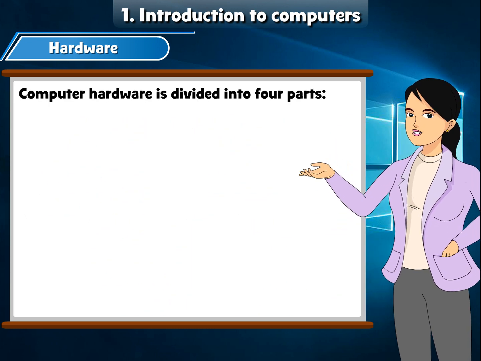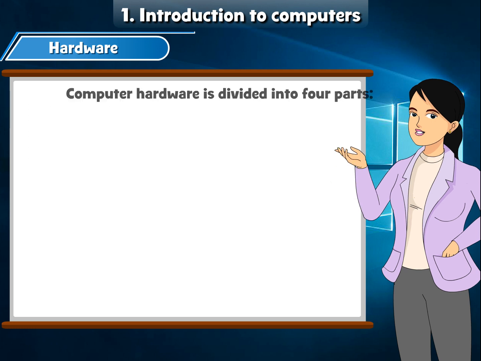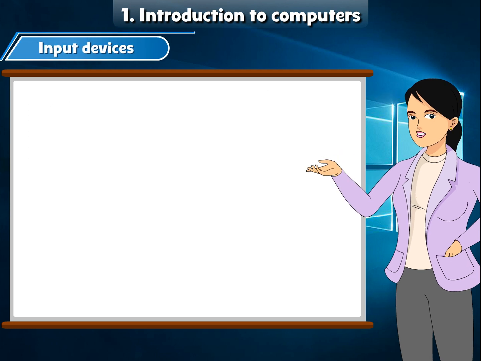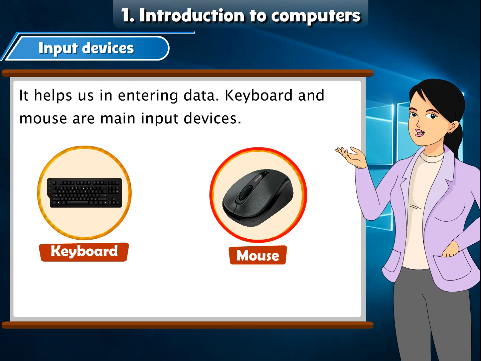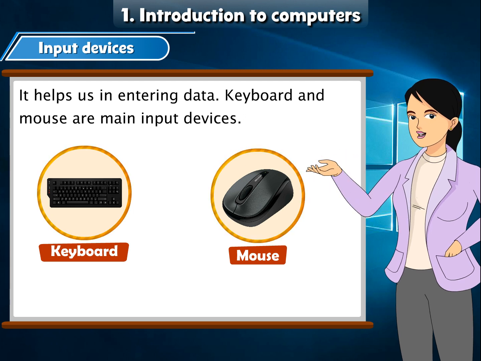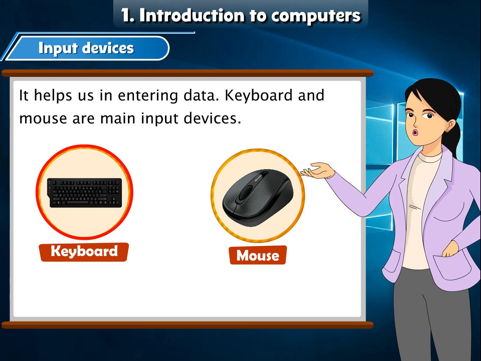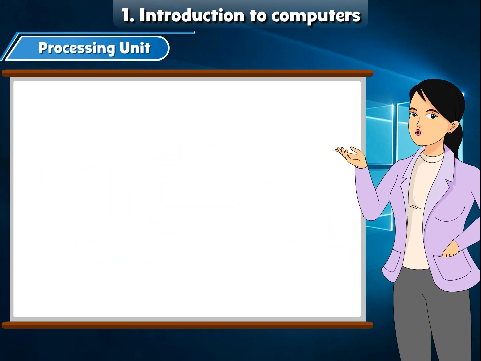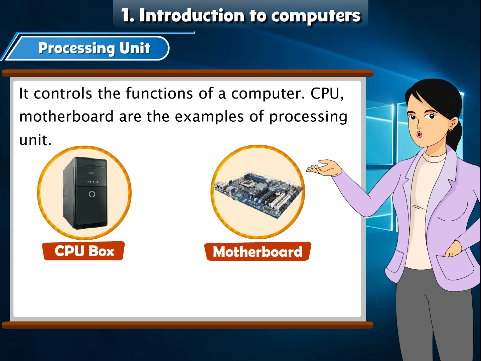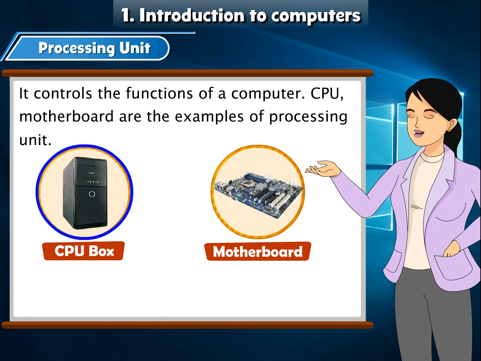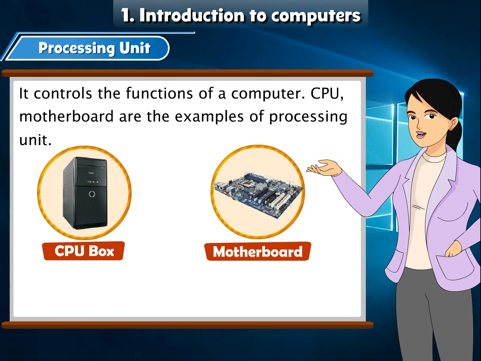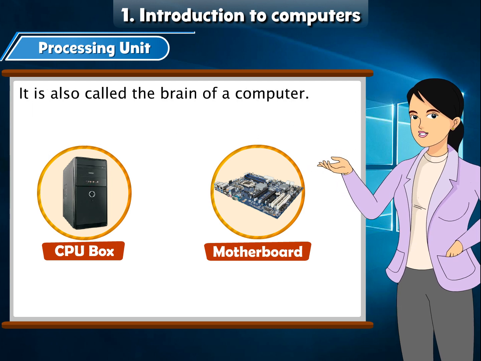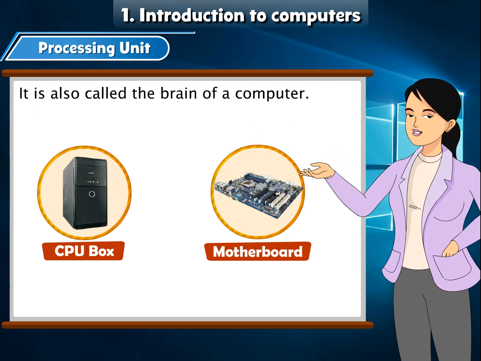Computer hardware is divided into 4 parts. Input devices. They help us in entering data. Keyboard and mouse are the main input devices. Processing unit. It controls the functions of a computer. CPU and motherboard are examples of processing unit. It is also called the brain of a computer.